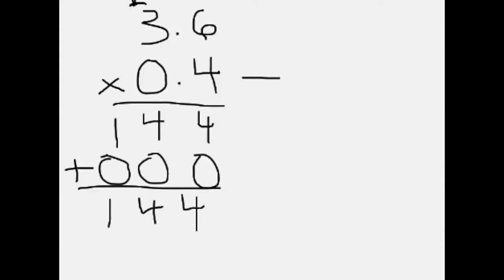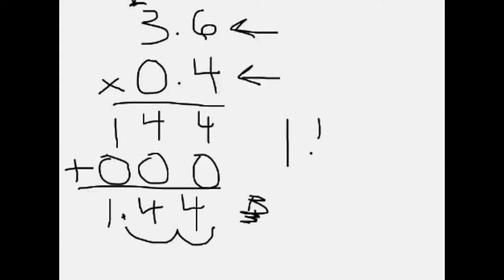We have to pay attention to our decimal places, making sure that we take our decimal that's on the right side of any whole number, and we'll move it over twice because there are 2 decimal places there. We have 1. Sorry about that. We have 1.44, which is our answer.